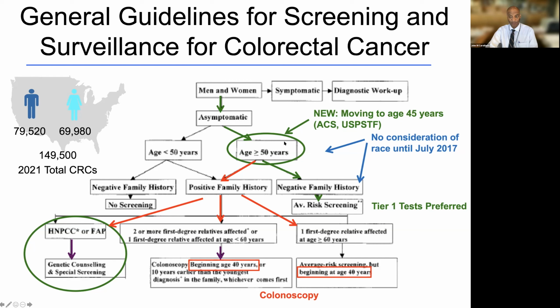Since the regular screen went from 50 to 45, this move from 45 to 35 has not been recommended yet. It's still at 40. If you have 2 or more first-degree relatives and someone under age 50, it's still 40 right now. And those tests should be colonoscopy because of the high risk for the family history.